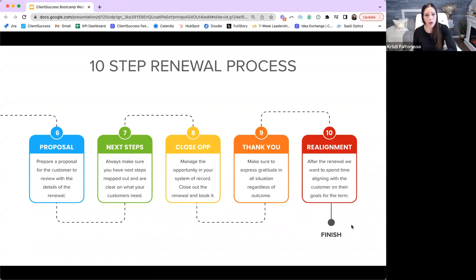It could be maybe you're using HubSpot or another CRM. Like I said, for us, it's ClientSuccess. We make sure that we're closing out that renewal, booking it so we can process that, we can invoice them. And then we move on to, obviously, we have a thank you process and then a realignment stage.